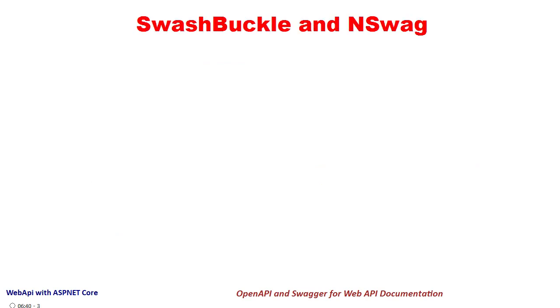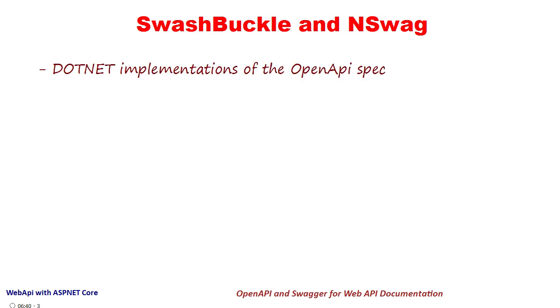Next, let us discuss Swashbuckle and NSwag. Swashbuckle and NSwag are two main .NET implementations of the OpenAPI or Swagger specification. Both of them include a web-based UI called Swagger UI. You may have already heard of that in the past, and we have already talked about Swagger UI in this very tutorial itself, with the details we'll be covering shortly.